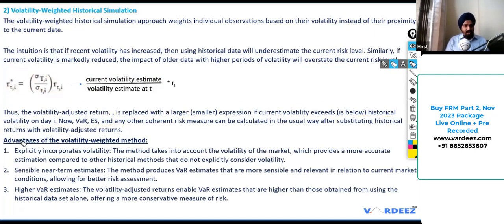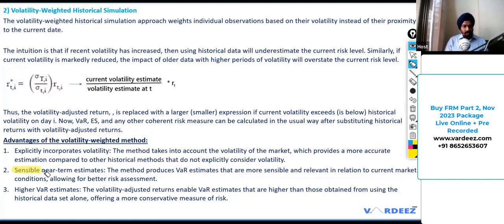What are the advantages of the volatility weighted method? Is there any specific advantage? Yes. It explicitly incorporates volatility. Just look at it, it considers the current volatility estimate. That's a better, more sophisticated approach than blindly using the old data. So this method takes into account the volatility of the market, which provides a more accurate estimation compared to other historical methods that do not explicitly consider volatility. So obviously it's an improvement, and that's what we are studying.